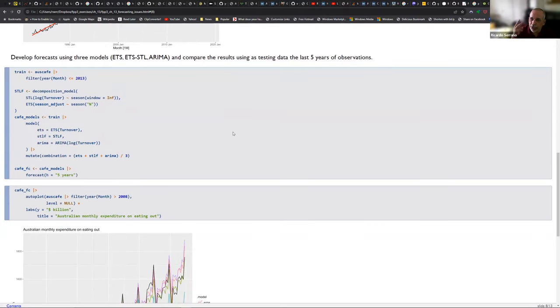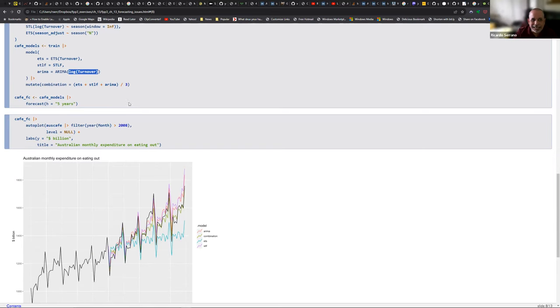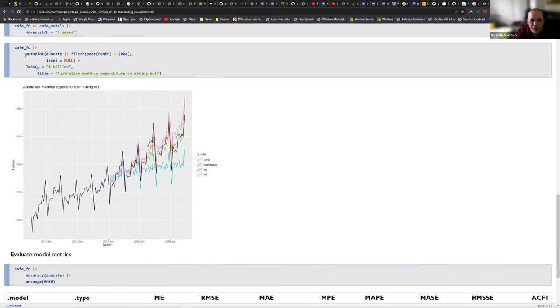So we're going to use three models here. We're going to use ETS. We're going to use the ETS combined with the STL decomposition, as we did with the weekly data. And then we're going to use ARIMA too. And here in ARIMA, we're going to transform the turnover, the values of the revenue turnover, with a log, so we get a more uniform variance. And then we're going to average those results and get a combination, which could be a fourth model. So you have three individual models, but then with a combination of the average of those results, you have your fourth model, okay?